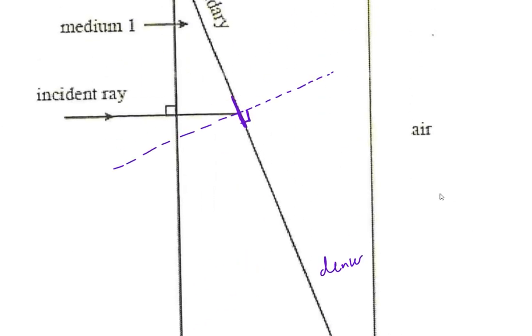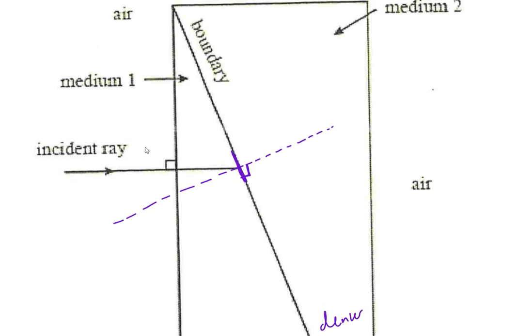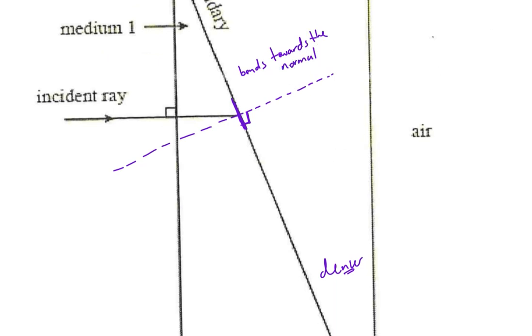Okay, what's going to happen? Since the wave is entering a denser medium, it's going to bend. It's going to bend where? It's going to bend towards the normal. So therefore, the wave is going to look like this. Again, let me just change the color for this one. I'm going to use the color red, so it's going to bend towards the normal.